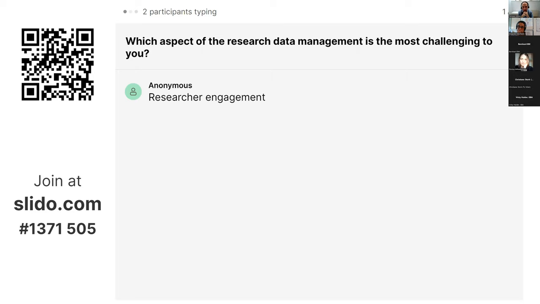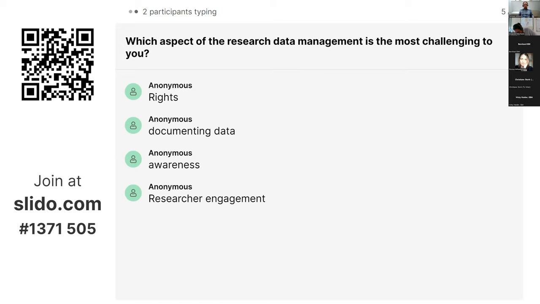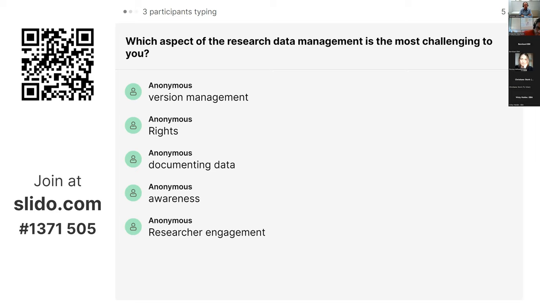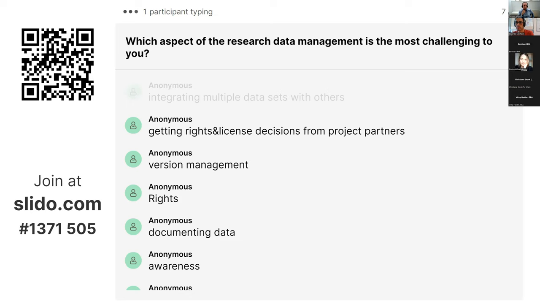Yeah, the first answer, research engagement. But from the typical tasks that you do as a researcher, for example, finding the right storage, picking up the license, or selecting a repository, things like this, what are the things that you do when you manage the data that people have no idea how to do? Version management, getting rights and license decisions from project partners, integrating multiple data sets with others.